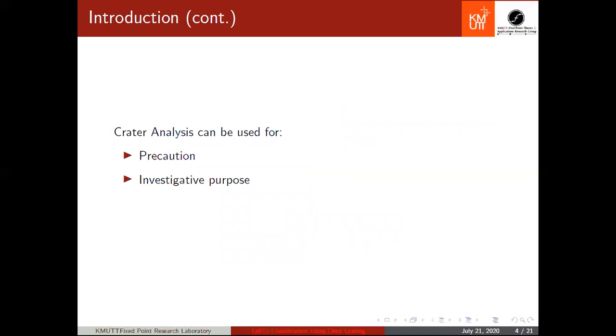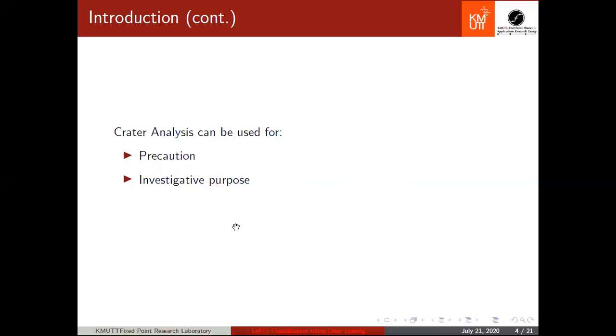Crater analysis can be used for precaution and investigative purposes. For precaution, for example, it can be used to identify the suspected locations of hostile weapons and to detect the presence of other enemy ammunition. And for investigation, crater analysis can be used to trace the direction from which an artillery weapon is fired.